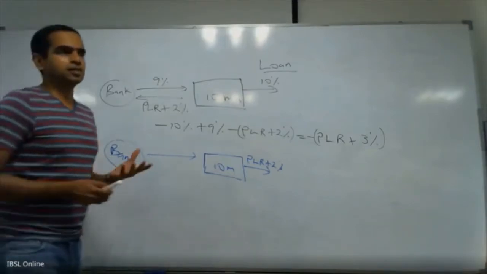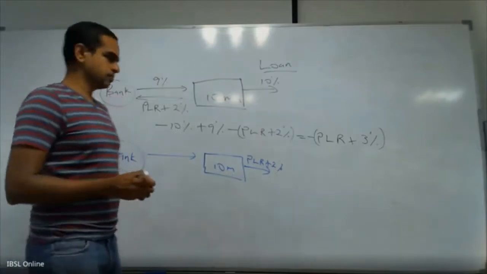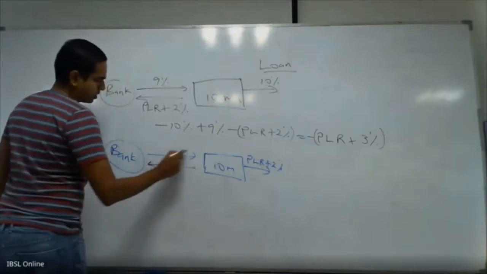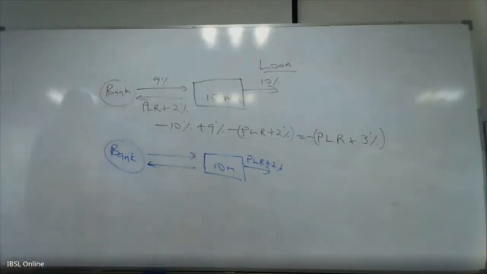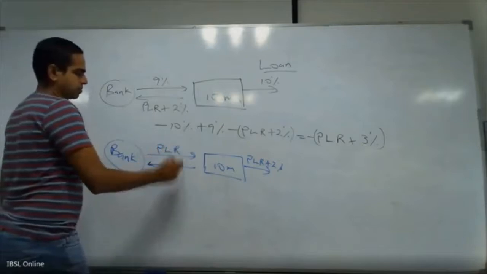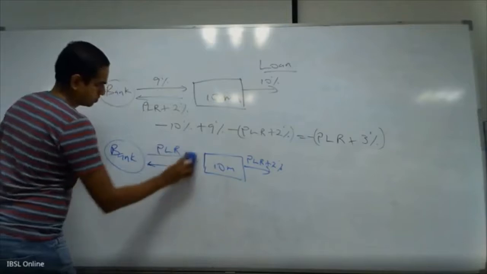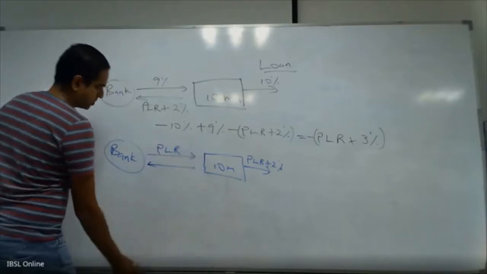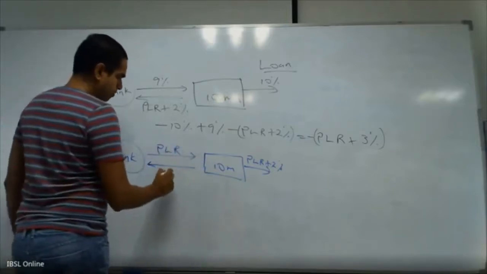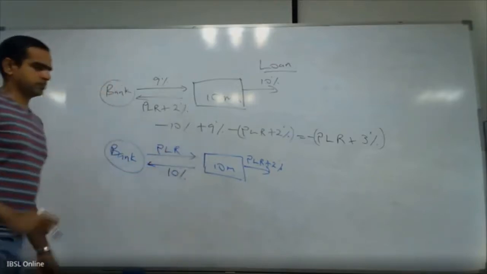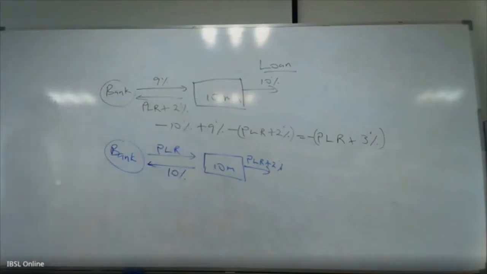If interest rates are increasing, you prefer to pay fixed rather than paying floating. So the bank will do an arrangement where the bank will pay you PLR. You will receive PLR from the bank. And the bank will ask you to pay them a rate of 10%.